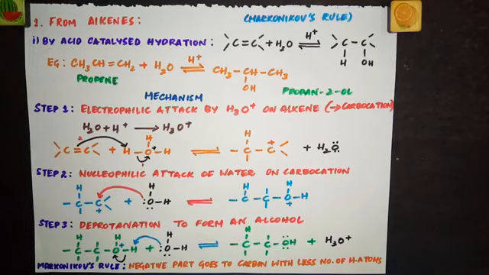Writing this mechanism is easy if you understand each and every step and put these arrows properly. So in exams, if they ask you the mechanism of hydration of alkenes to alcohols, you should write all these steps, and these arrows are very important. So in the first step, you are getting hydronium ion, and that is going to attack the alkene part.